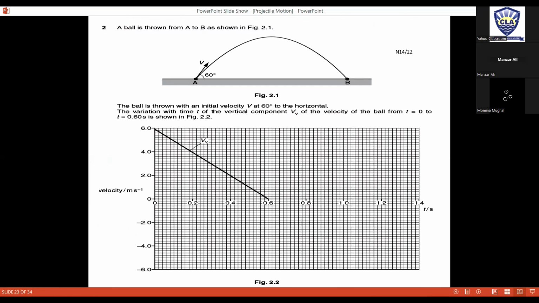Again, this is a projectile motion. They have given us the initial velocity v at 60 degrees. They have not given us the velocity, but they have given us the initial vertical velocity, which is 5.9 here. So we know that the initial vertical velocity is 5.9, but we do not know the value of the velocity of the object. But we know that it reaches the maximum height in 0.6 seconds. This information is from the graph.